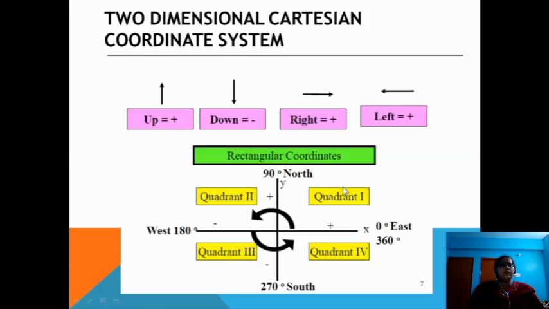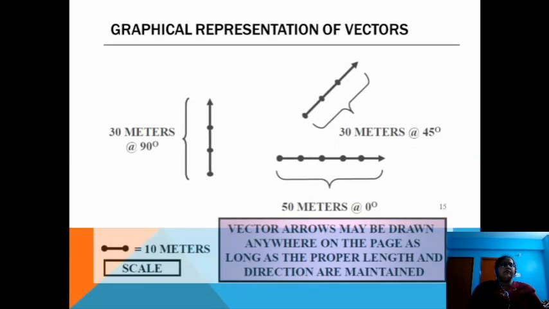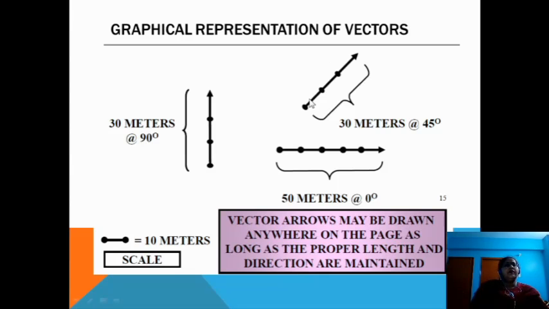So that is what is depicted in the next picture. This is a vector at angle 0 degrees and its length is 50 meters, 5 units of length, and this is a vector of 30 meters length at an angle of 45 degrees. So I hope we are very clear on how we represent vectors.